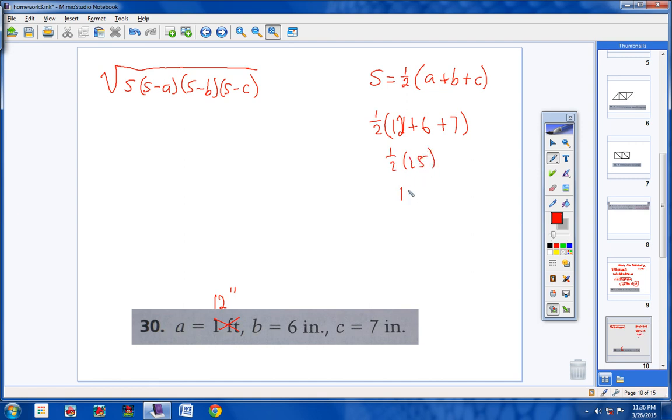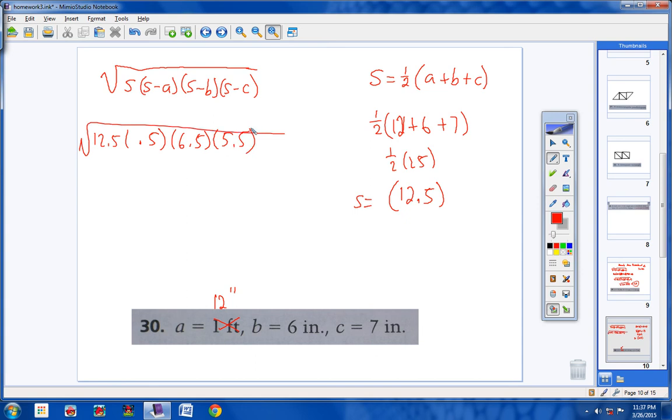Why they keep giving us decimals, I don't know. That's pretty dumb, but that's fine. So S equals 12.5. So we have 12.5 and then 12.5. I'm going to do this in my head, guys. 12.5 minus 12 would be 0.5. And then 12.5 minus 6 would be 6.5. And then 12.5 minus 7 would be 5.5. Alright, square root of that.